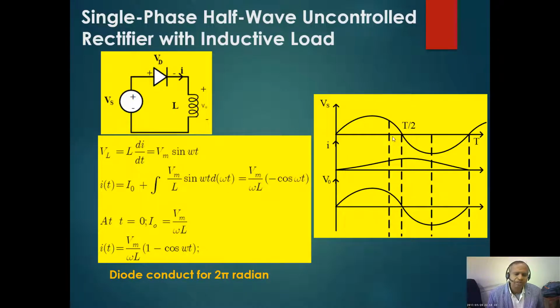So how do we know that in the negative half cycle the diode must be forward biased? If you see in the negative half cycle, the anode potential will always be higher than the cathode potential. That is why the diode stays in the conduction state. That is why when we have an inductive load, the diode starts conducting from 0 and continues up to 2 pi. We have seen in the resistive load, it is 0 to pi.